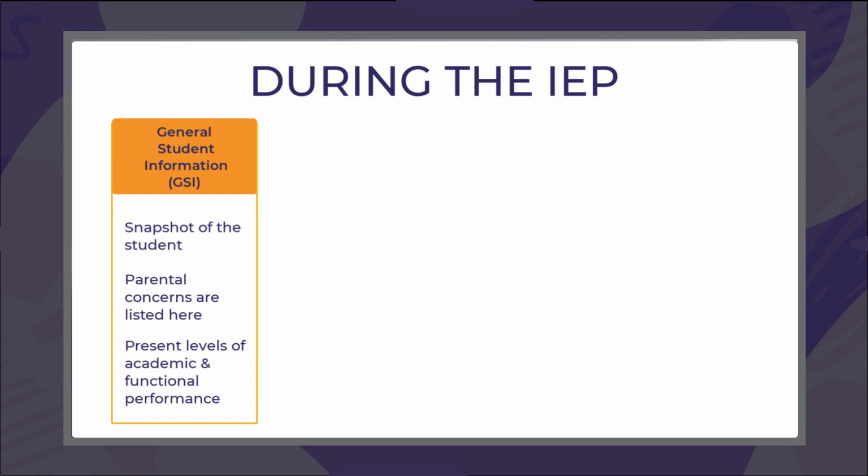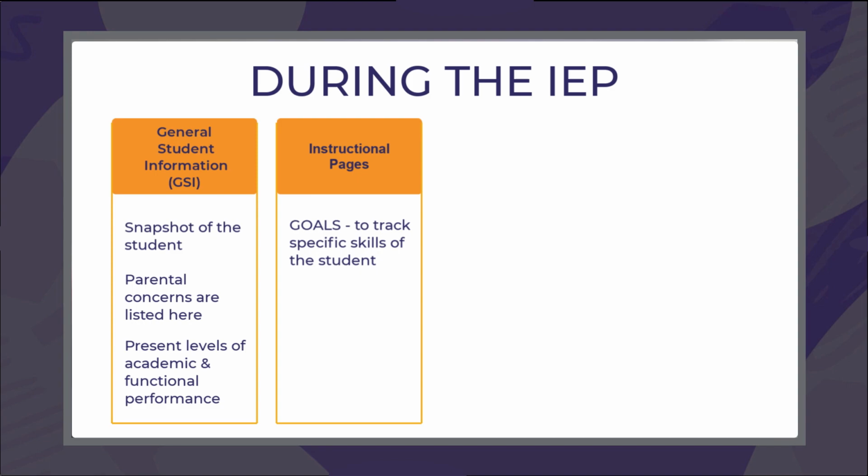Parents should plan to be very detailed here. The student's present levels of academic and functional performance are sets of data that state how your student is currently performing. In this section of the IEP, you will see information about the student's strengths and needs, comments about how the student is doing in the classroom, results of any standardized tests, and any other areas of concern that have been identified. The instructional pages are where goals are written.